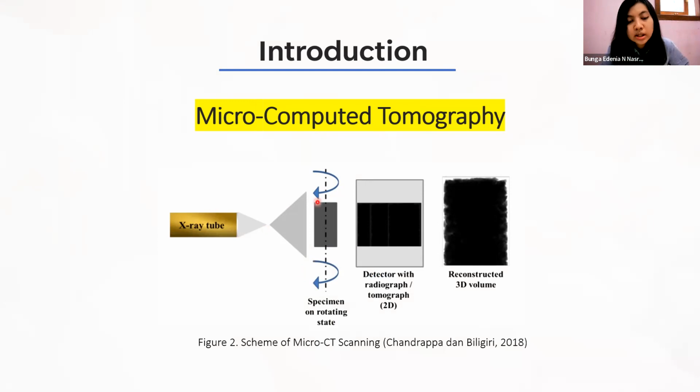So the attenuated intensity will be recorded on the detector and generate a projection image. And then this set of projection images will be reconstructed. So we will obtain a reconstructed image, and then software will be used to analyze this concrete to get the several parameters that will be analyzed.